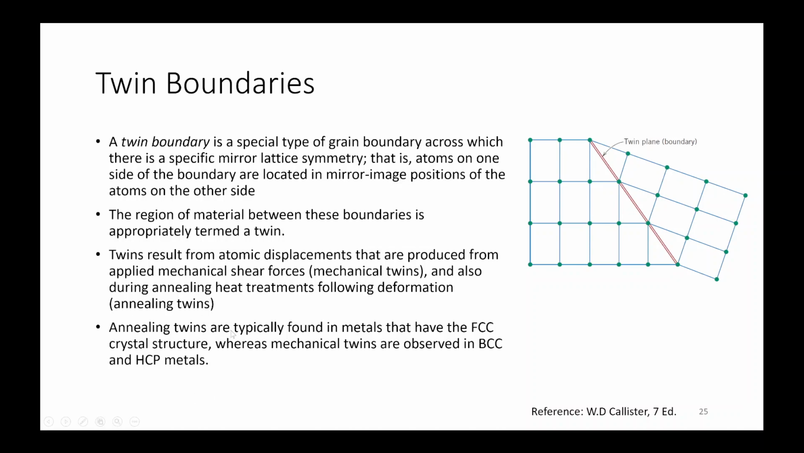Now, annealing twins are typically found in metals that have an FCC type of crystal structure, whereas mechanical twins are observed in BCC and HCP type metals. In copper, this type of annealing twin is seen.